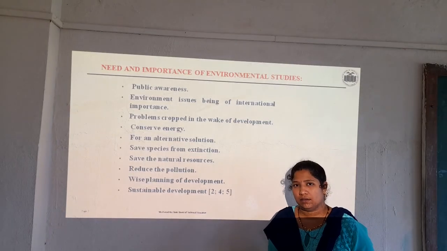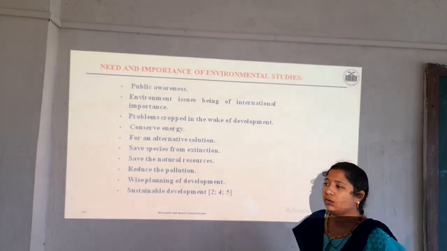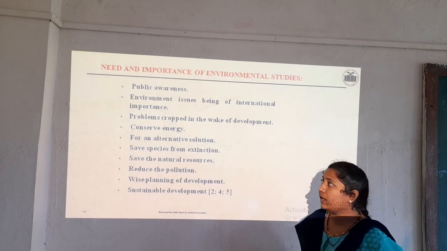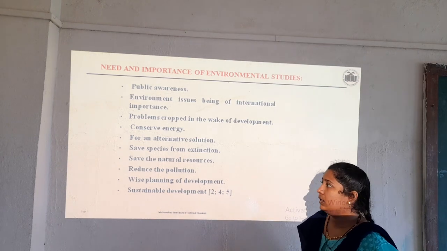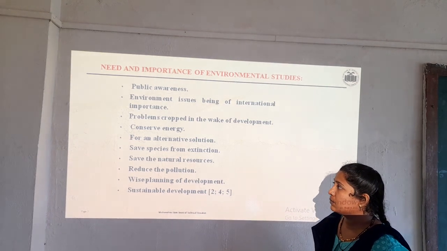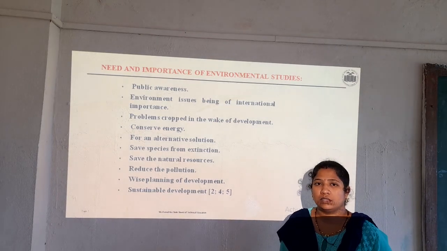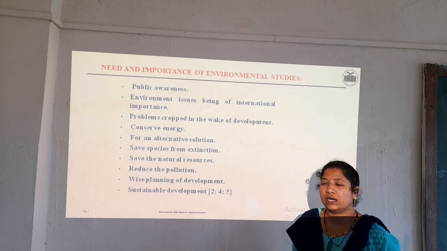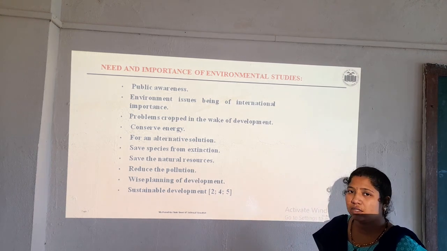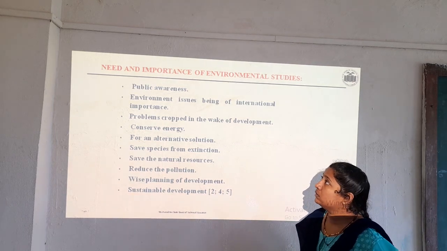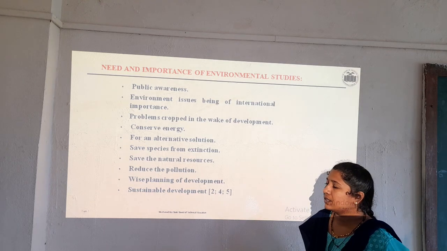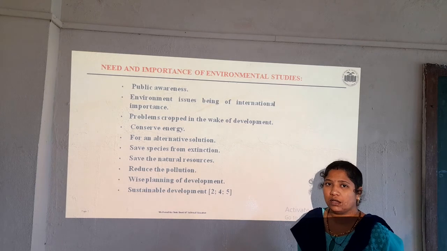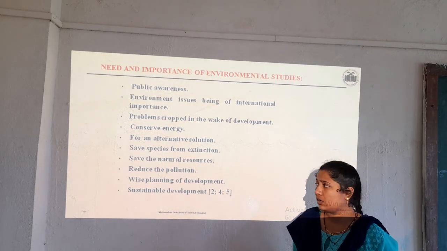So by conserving the energy resources, or for prevention and protection, we can think about alternative solutions regarding any environmental issues. Saving species from extinction means some species are rare, and we have to save those species. Save the natural resources. By studying this subject, we know the need of this subject. By studying this, we can save the natural resources, or we will study how to save them.